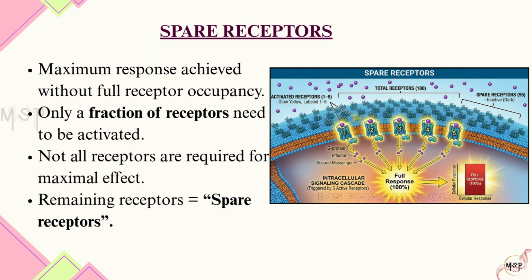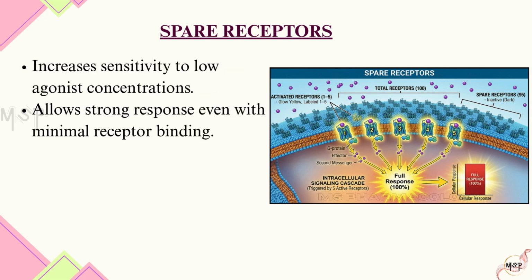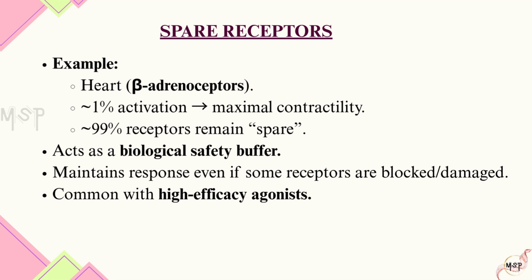Here's a fascinating concept: spare receptors. A system has spare receptors when the maximum biological response can be achieved by activating only a small fraction of the total receptor population. This increases the cell's sensitivity to low concentrations of an agonist. Real-world example: in the heart, activating only about 1% of beta-adrenoceptors is enough to achieve maximal contractility. The other 99% are spare.